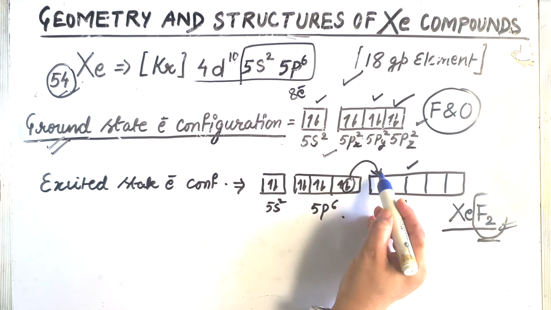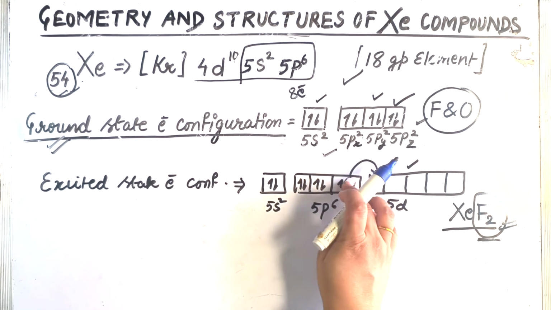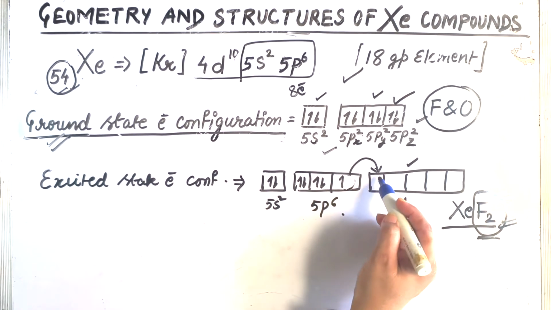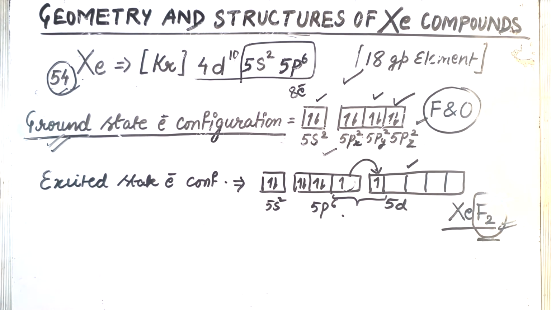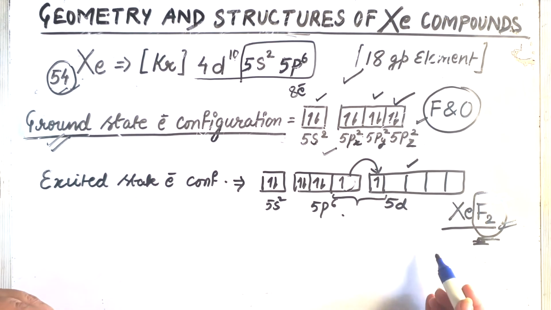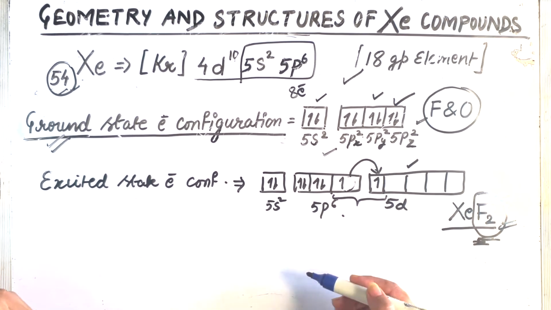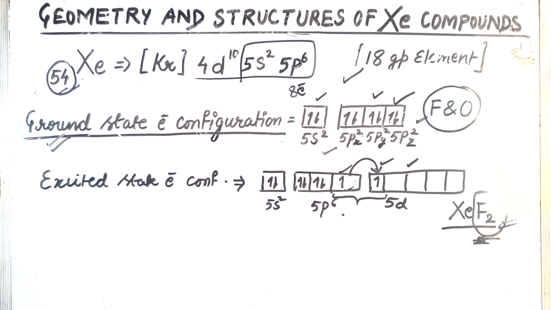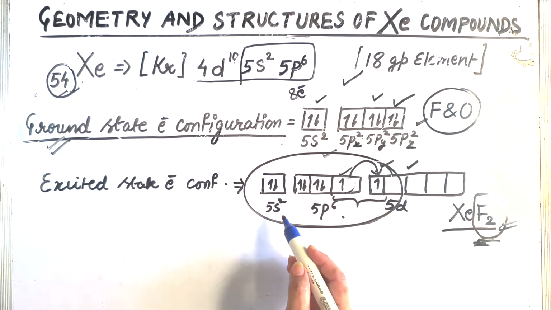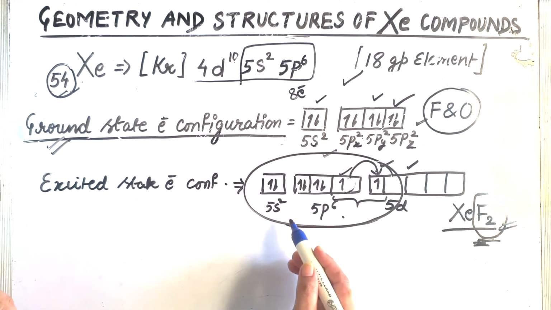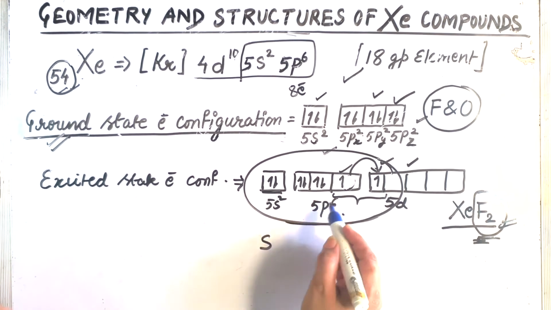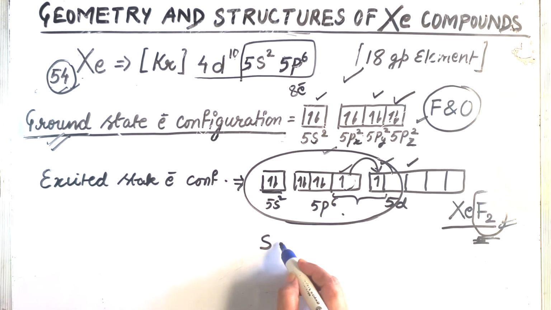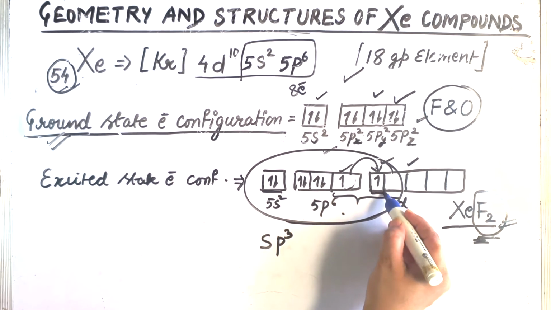So 1 electron will jump here, and the configuration will turn into 1 and 1. You can see the two rooms are half filled now, so the two fluorine can make bonds with these two electrons. You must be observing that in this process of making itself ready, xenon is including one s orbital, all 3 p orbitals, and one of the d orbitals.